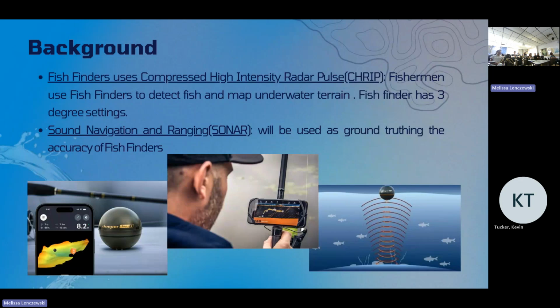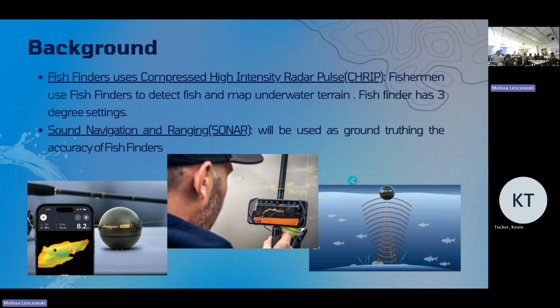Okay, so a background on my main device, which will be the CHIRP, the fish finder. CHIRP stands for Compressed High Intensity Radar Pulse. This is mostly used by fishermen to detect fish and map underwater terrains. The fish finder has three main degree settings, which are 7th degree, 20, and I believe the 45 degree.